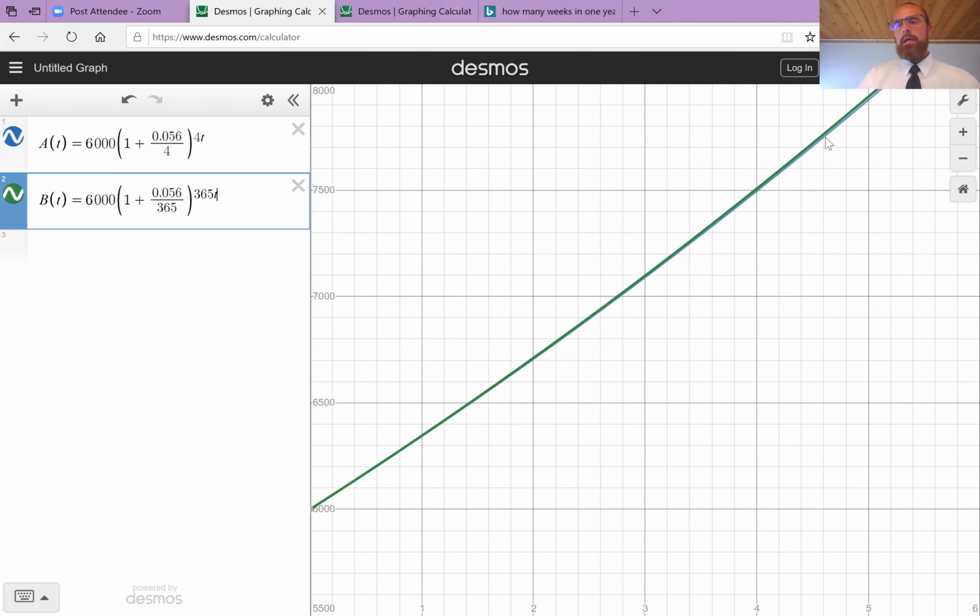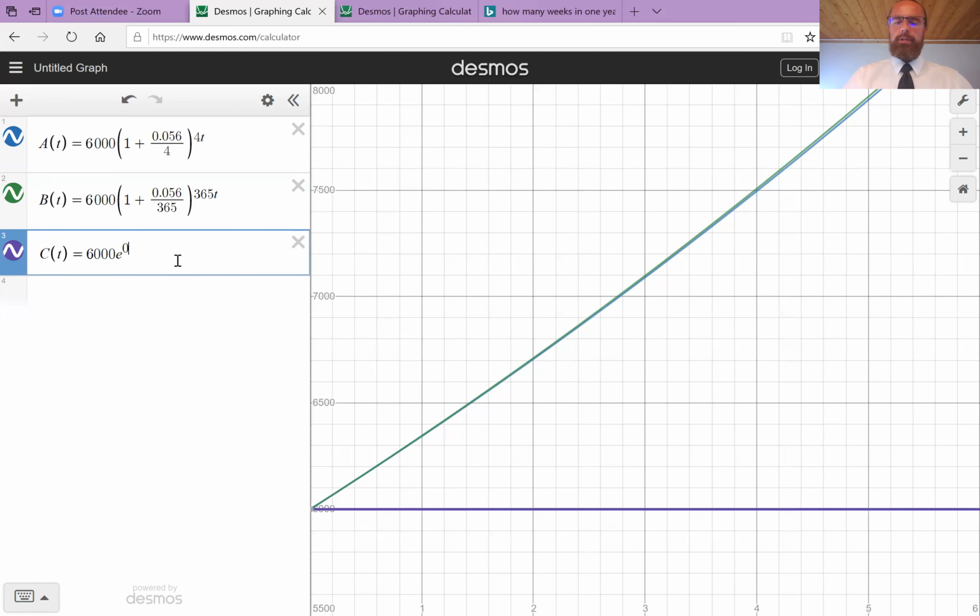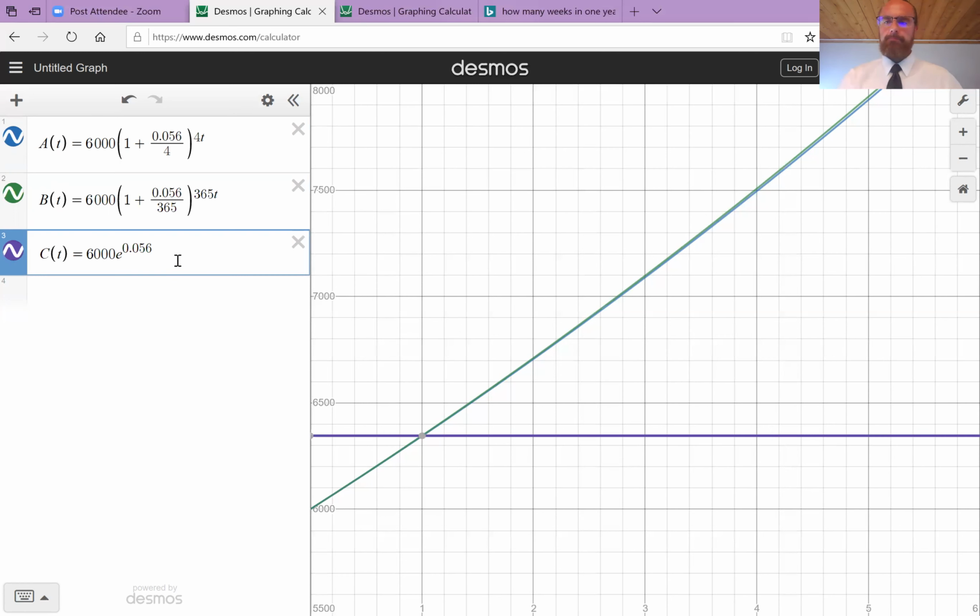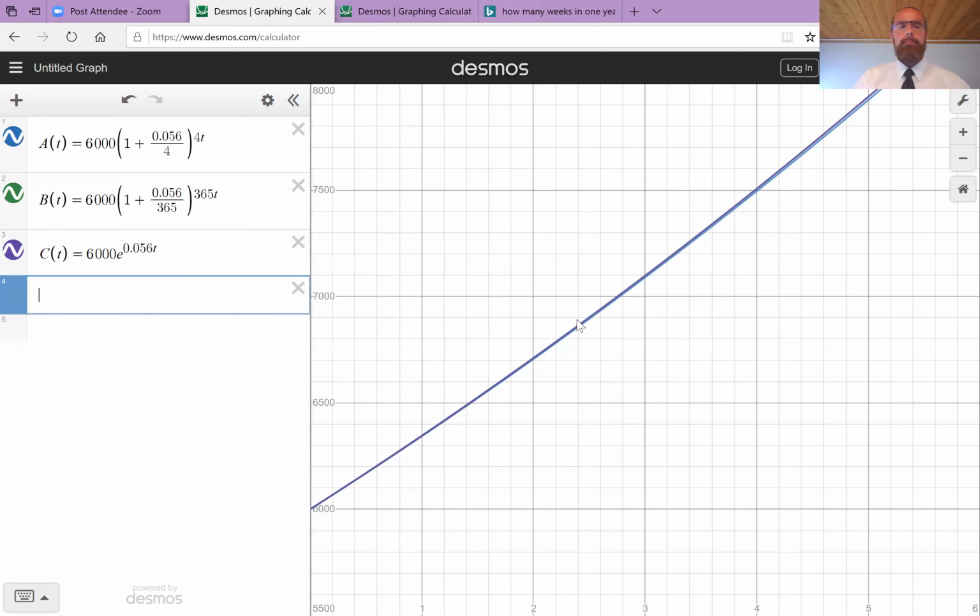that green line starts to increase over that blue line. We'll zoom in a moment just to highlight that change. But let's get our third function, the compounded continuously. So c of t equals 6,000 base e to the power of 0.056 times t. So there's our three functions, and we can see that that purple function is very close to the one that's compounded daily. But let's zoom in so we can see the changes real clearly.